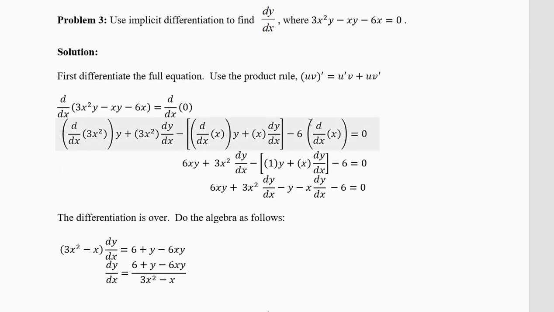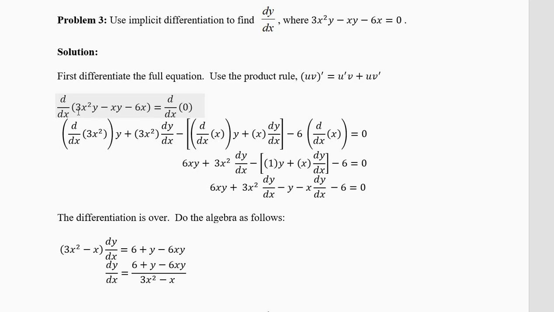Third example. Use implicit differentiation to find dy by dx where 3x square y minus xy minus 6x equal to 0. What is the first step? Differentiate both the sides. Here you have 3x square y, where you are multiplying two things, x with y, so use the product rule. First differentiate on the left and on the right. Derivative of 0 is 0 because 0 is a number. Derivative of all kinds of numbers, negative numbers, zero and positive numbers, is 0.